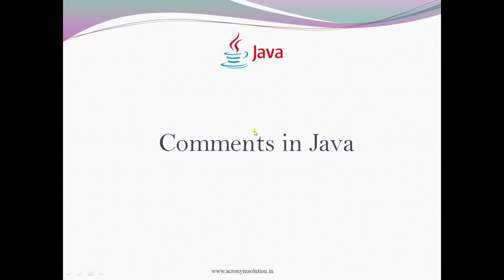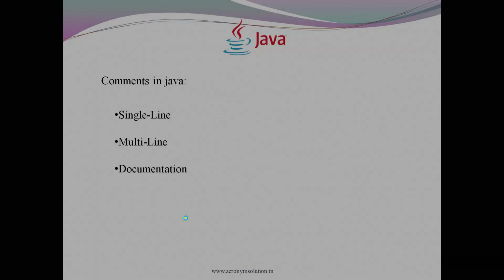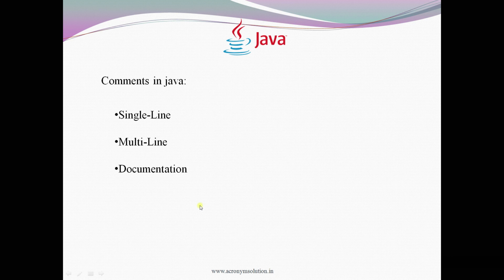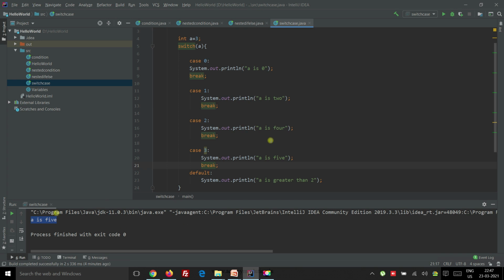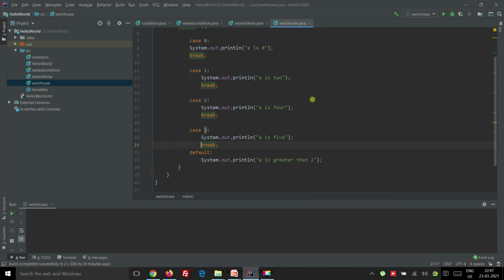There are various comment methods in Java which can be utilized here, like the single line comment, the multi-line comment and the documentation comment. So we will see what kind of comments we are going to use here. Let's go back to our previous program. In a previous video, you have seen that we are using this switch case statement. In case we don't want this line to be printed, we will see what we can do.